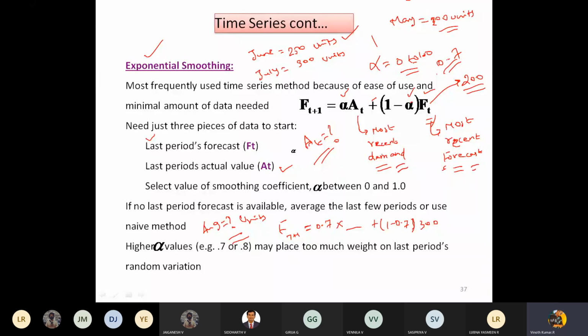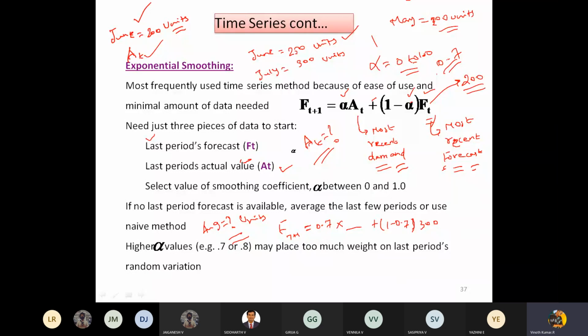Most recent demand, how is it defined? For example, if I assume in the month of June, it is my expectation, my guess, that it will come to around 200 units. So that 200 units is my demand, the most recent demand, and I can take it as the value capital A suffix T, right?